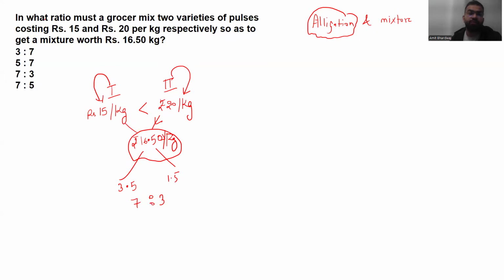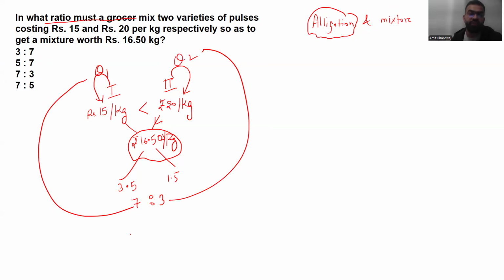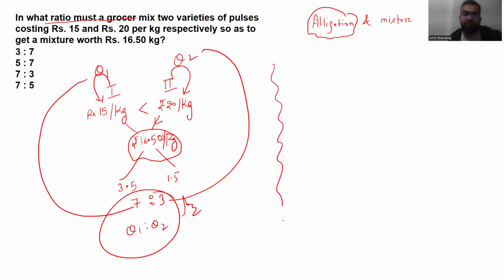And what is the question? The question is in what ratio must a grocer mix two varieties of pulses? So this is the quantity of 1 and this is the quantity of 2. And you will simply say the ratio of Q1 to Q2 is 7 to 3, and that is my answer. Okay, or simply, let's say if you are not aware of this logic, what will you say?